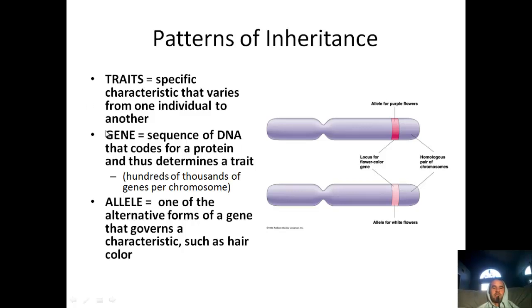And then our next keyword is a gene. A gene is a sequence of DNA that codes for a protein and thus determines a trait. If we think back to what we remember from cell division, you have a chromosome. A chromosome is made up of wound up DNA. If you're able to take a portion of that DNA, one section of it, in a piece of the chromosome, you would find a gene. And there are multiple genes on a chromosome. So hundreds of thousands of genes per chromosome.